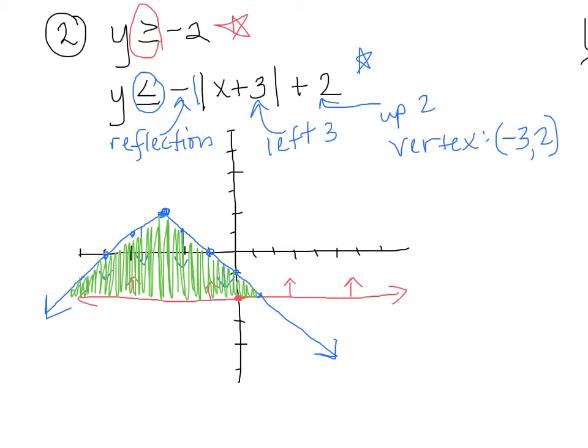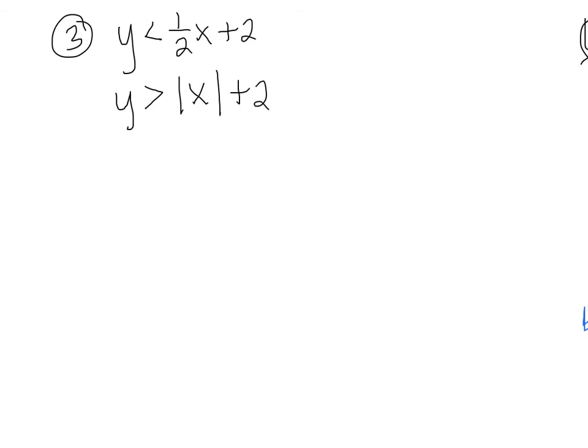Let's go ahead and look at one final example. So for example 3, let's start with one inequality being y is less than 1/2 x plus 2. And our second inequality is y is greater than the absolute value of x plus 2. Okay, and I'm going to get a quick graph going.